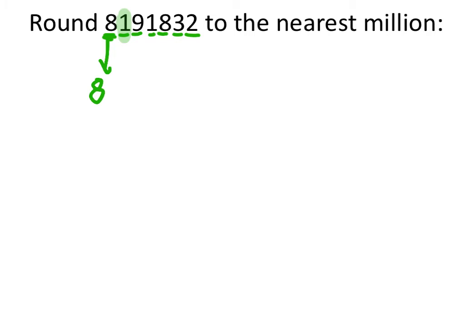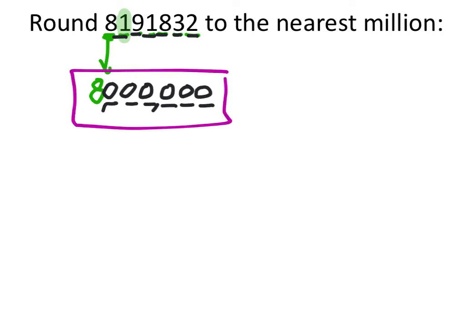So we got 1, 2, 3, 4, 5, 6 place values there. So 1, 2, 3, 4, 5, 6 zeros is what we should have. And I'll just fill those in. Now, whether you use the commas or not is up to you. I believe the homework will accept the commas. It will accept this type of answer without the commas as well. But we get 8,191,832. Rounded to the nearest million is 8 million.